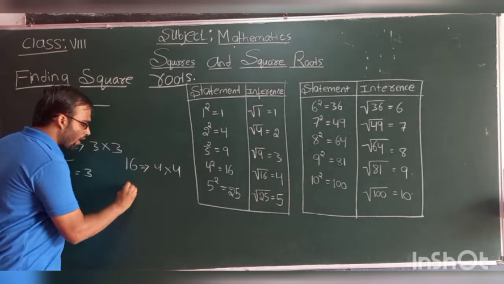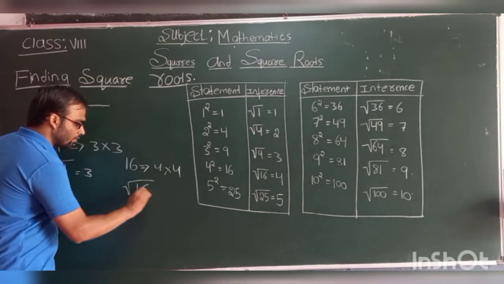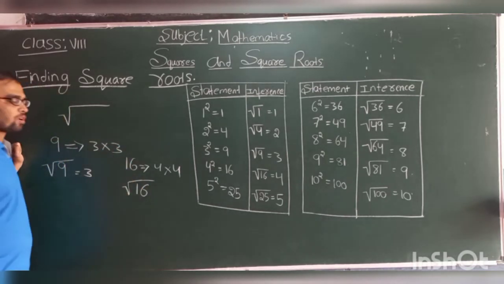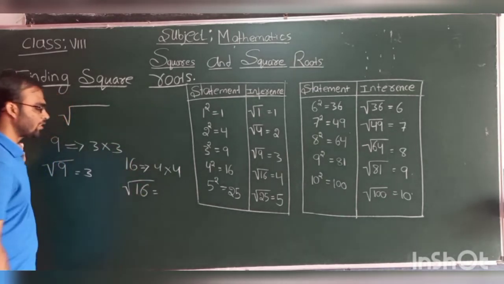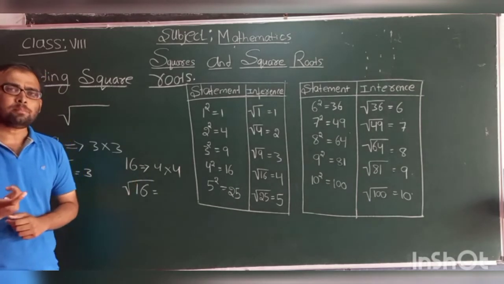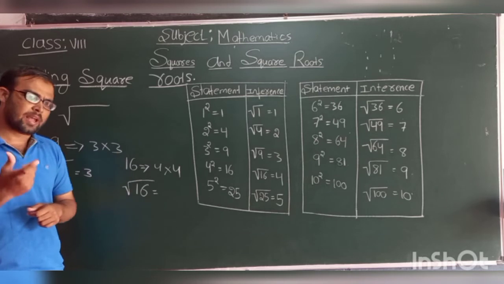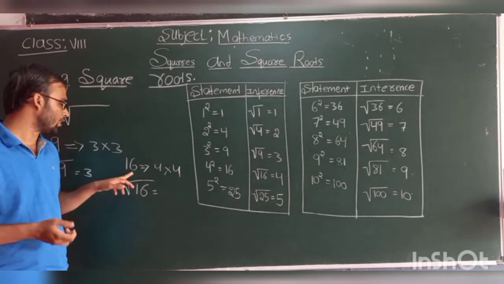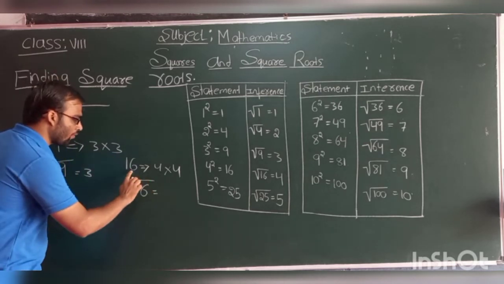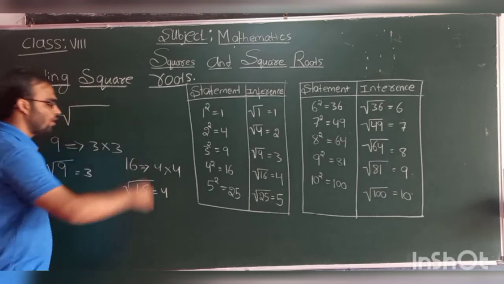Now suppose you are asked to find the square root of 16. By multiplying what number twice are you getting 16? 4, no? By multiplying 4 twice you get 16. That is nothing but the square root of 16 is 4. Just write it only one time.